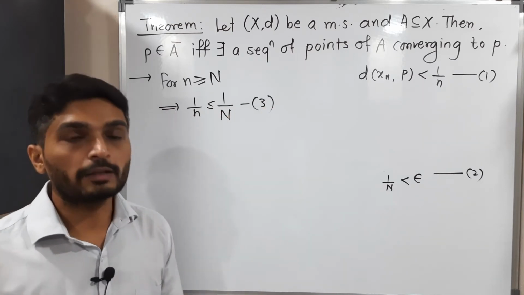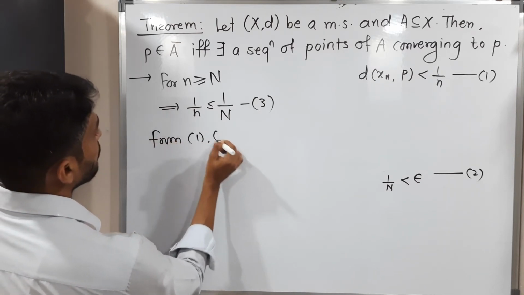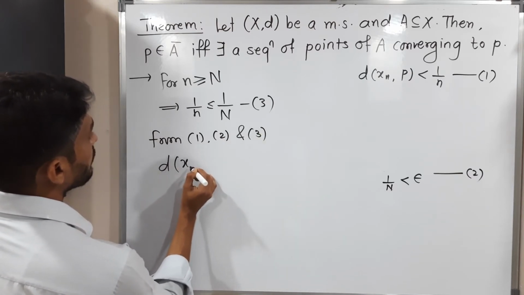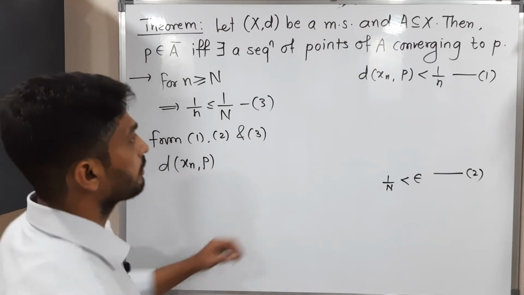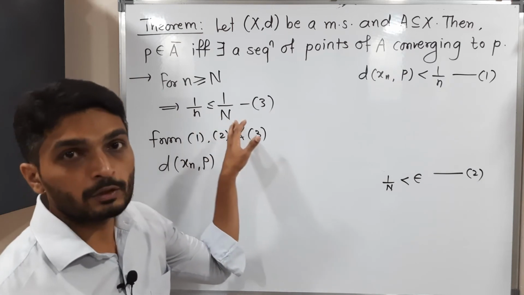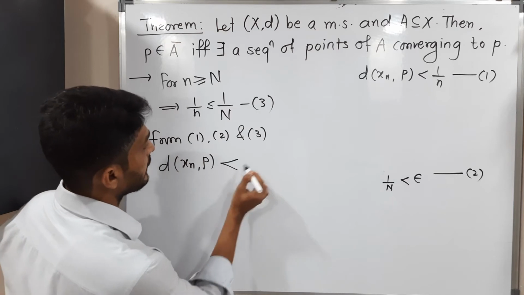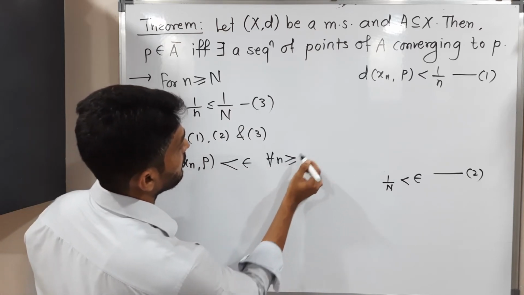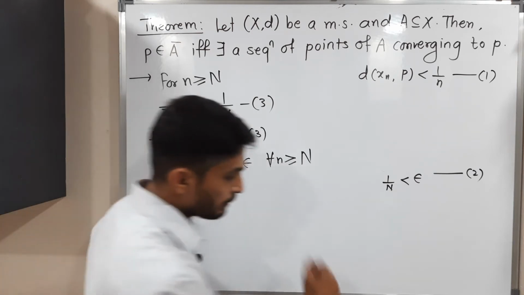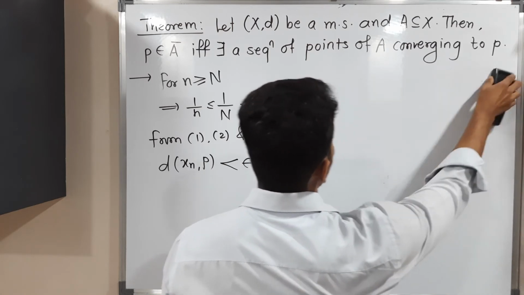So I am going to combine 1, 2 and 3. What will you get from 1, 2 and 3? d of xn, p, see, d of xn comma p is less than 1 by n, 1 by n is less than or equal to 1 by capital N, and 1 by capital N is less than epsilon. So that's why this is less than epsilon for all n greater than or equal to capital N. I should carry this condition here. So let me remove this part. It is not required, and we have used it.